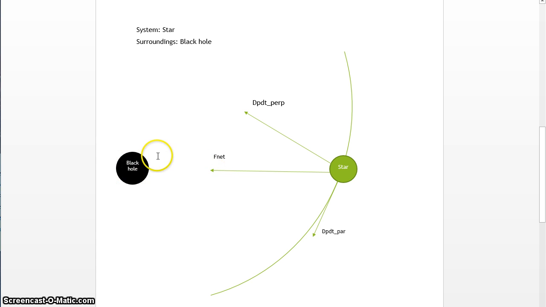Since the black hole is the only thing acting on the star, Fnet points towards the black hole. The parallel portion of Fnet, or dp dt parallel, is in the same direction as the motion of the star, or the tangent line of the circle, the orbit. And the perpendicular is Fnet minus the parallel portion.